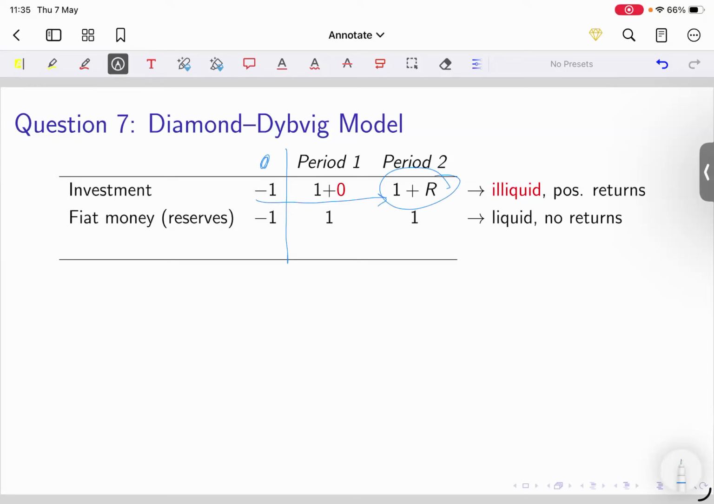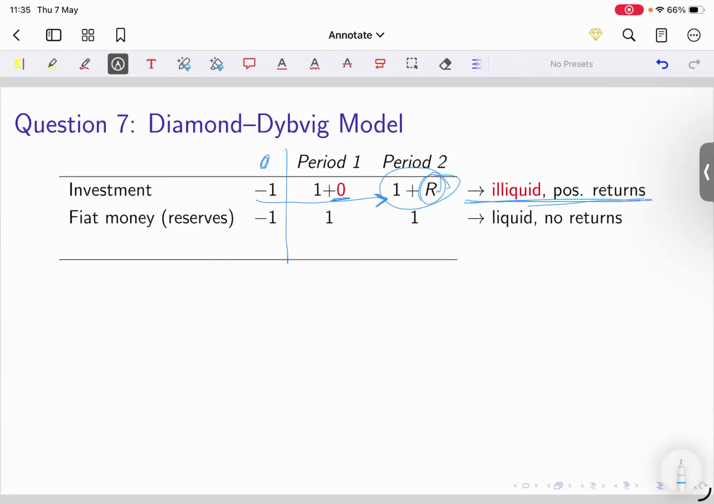This is a gross return of 1 plus R, where R is positive. If you leave the investment early, however, you get no return. You get 0. So this investment is illiquid, but has positive returns. This is the trade-off. It gives you more, but you need to wait.